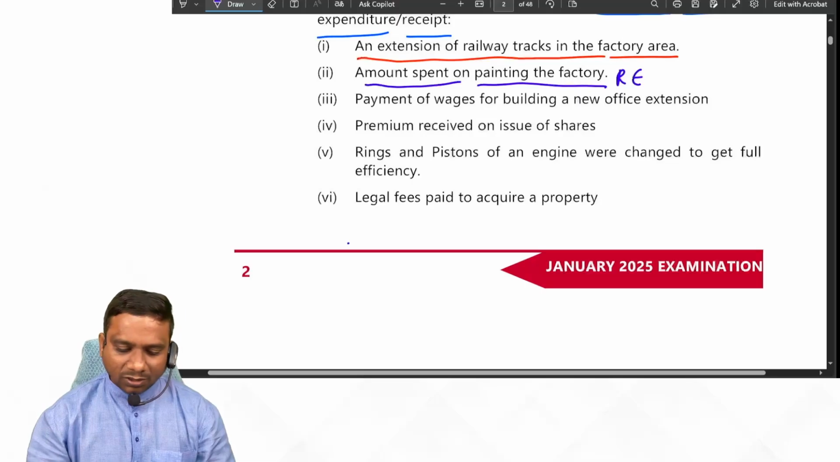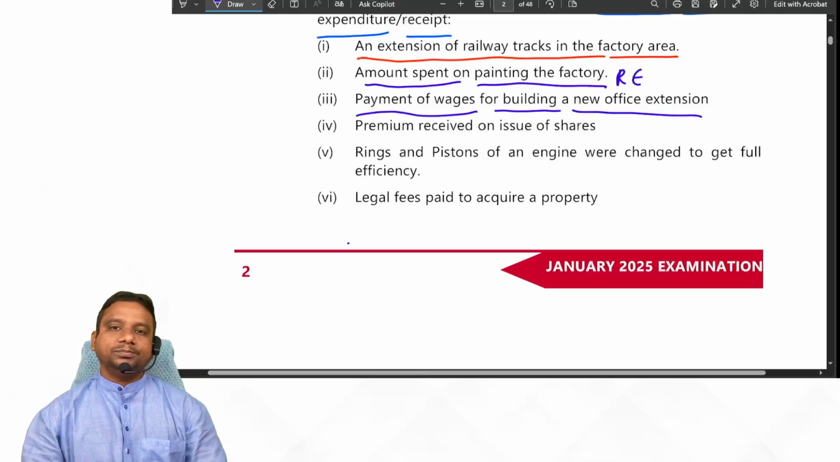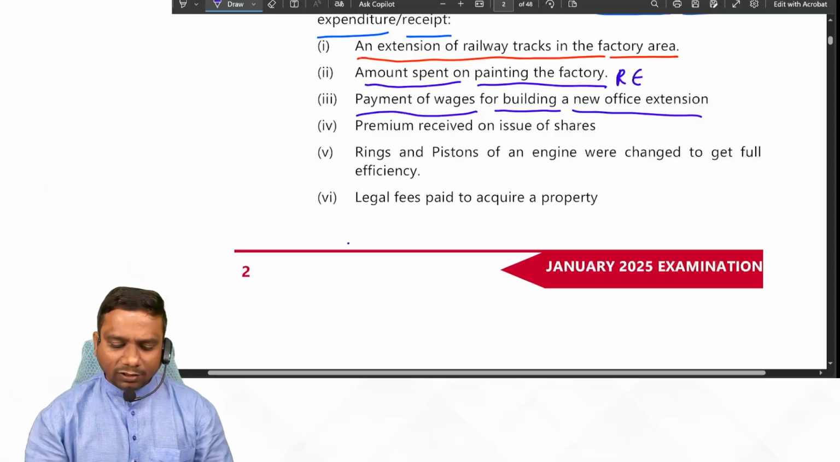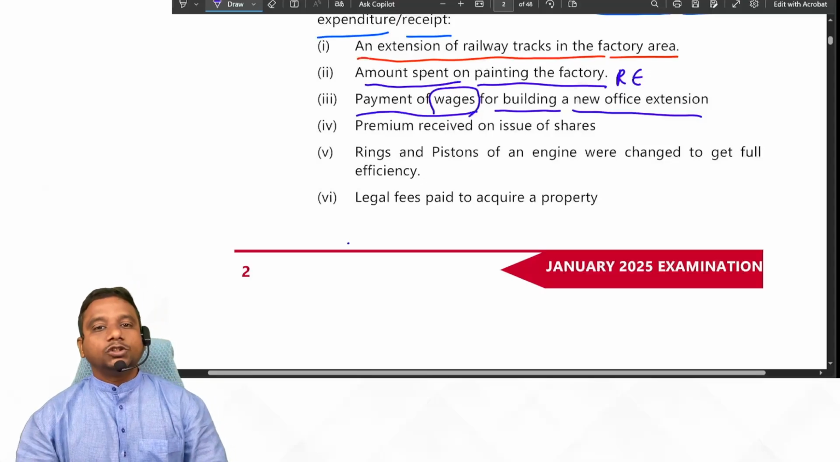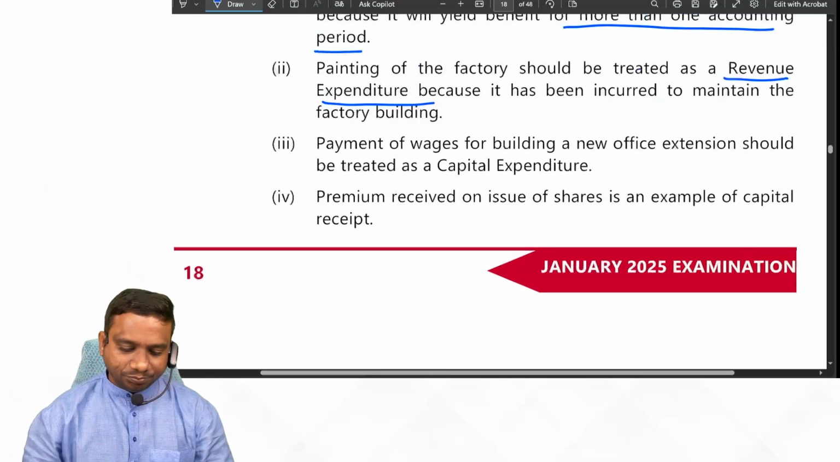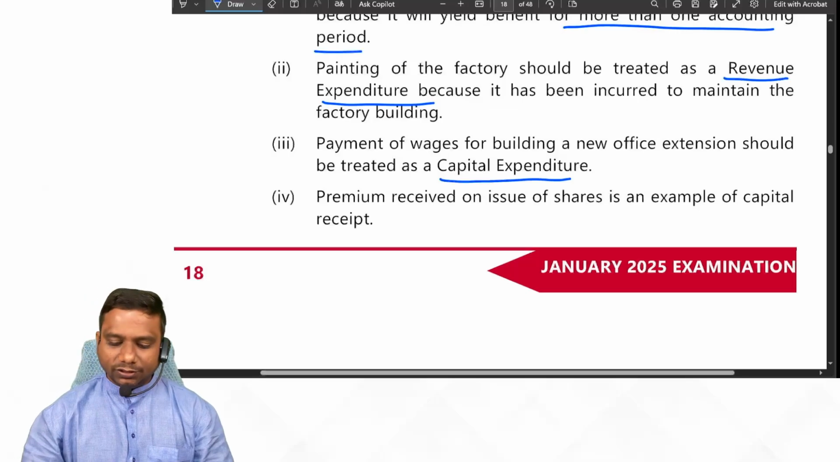Next one. Payment of wages for building a new office. We are constructing a new office extension and we paid wages for that. So these wages are treated as capital expenditure. Payment of wages for building is treated as capital expenditure. Next one.